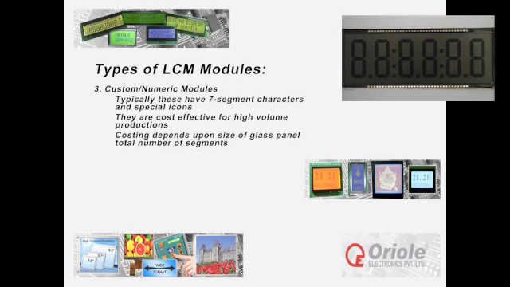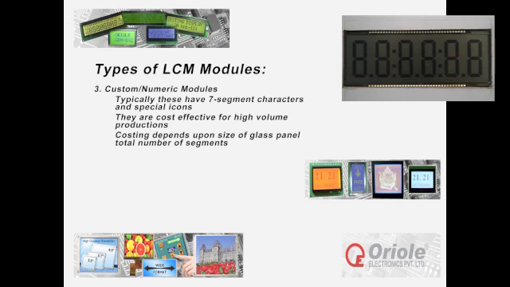The second area is, in many such applications, a backlight is not necessarily required. So there is enough ambient light when using that product. As an example, when you're using a calculator, in a lot of cases you will see that there's no backlight at the back because you have enough ambient light. So that is also a huge cost saving.